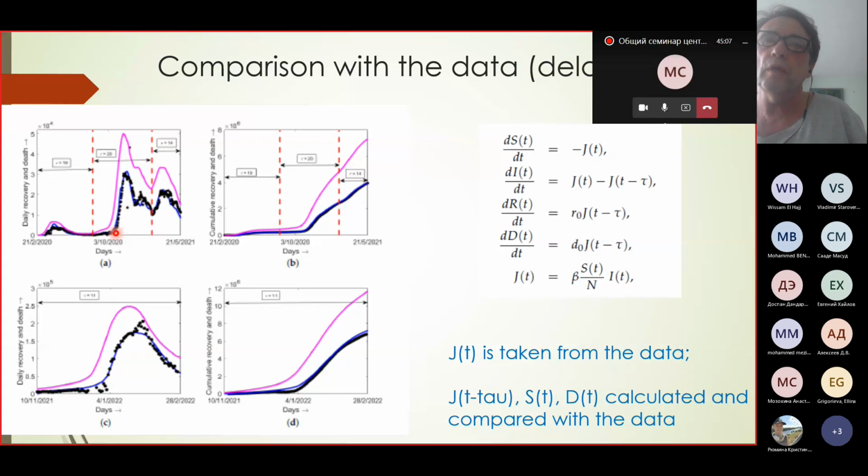As before, black dots are data, and the blue line is what we obtain, and as before we have more or less exact correspondence, and as before the SIR model gives a different result. And we do the same as before now with the total number of recovery and death. These are blue and black curves here, and for the SIR model it is this magenta curve.